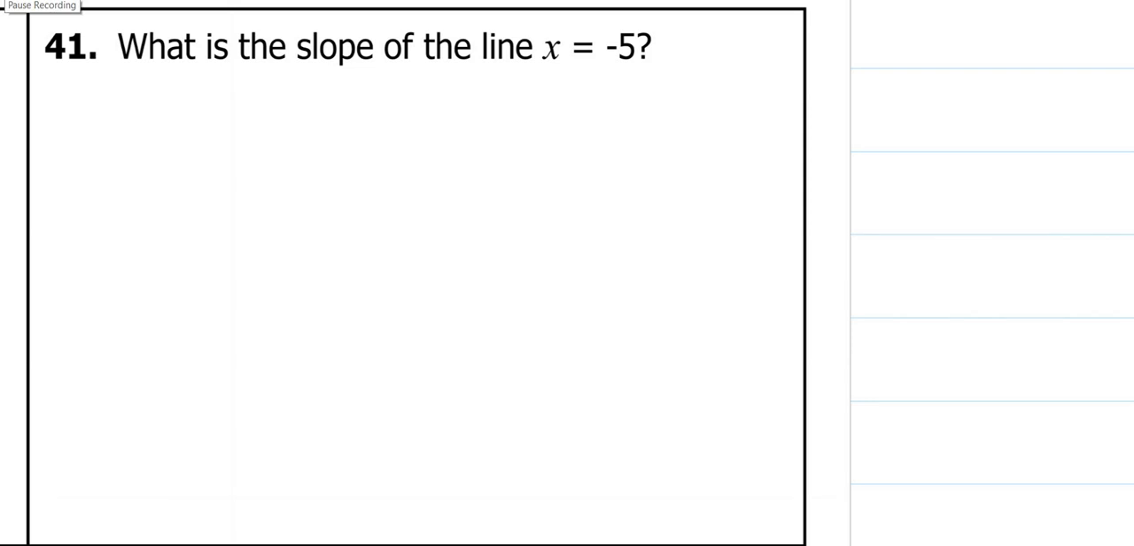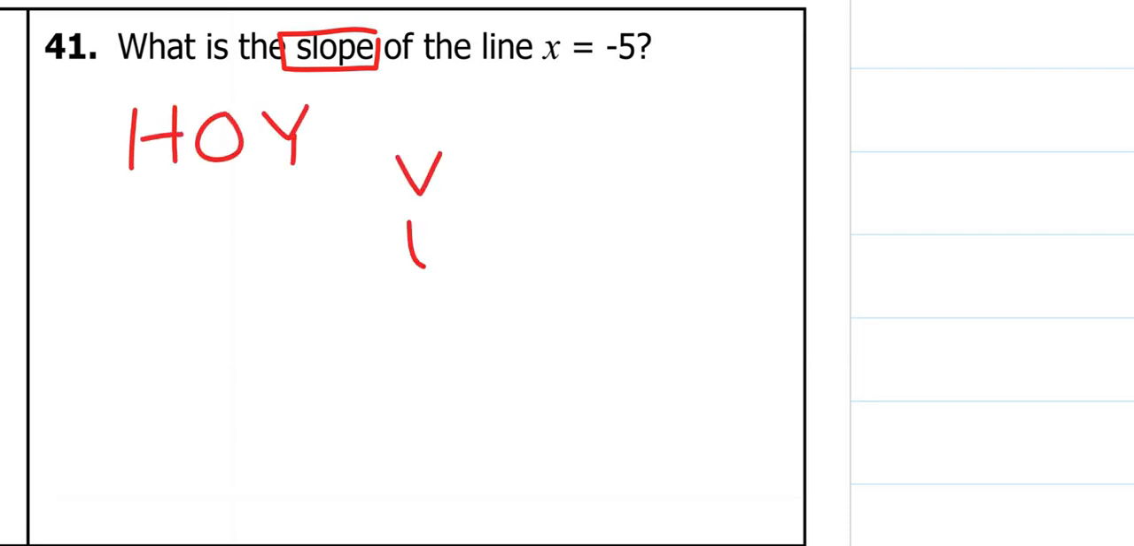41. What is the slope of the line x equals -5? X equals -5. Recall what we talked about earlier. HOY VUX, that always helps you with horizontal and vertical lines. HOY says that your horizontal lines have a 0 slope and they're y equals lines.